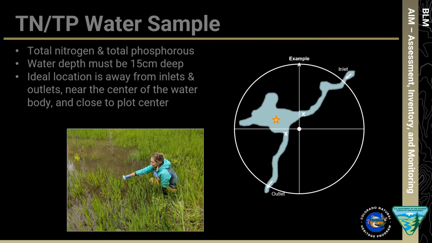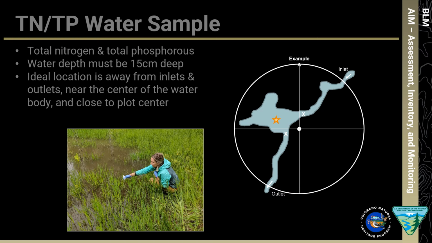The location of where a grab sample is collected will vary on a site-by-site basis. Water samples are not collected from the soil pit. A water sample needs to be collected in an area of open surface water that is deep enough to prevent disturbance of the bottom sediments during collection.